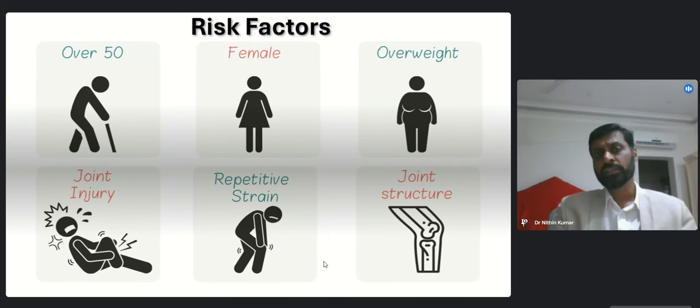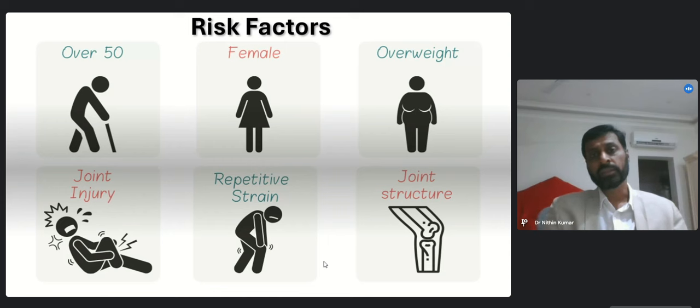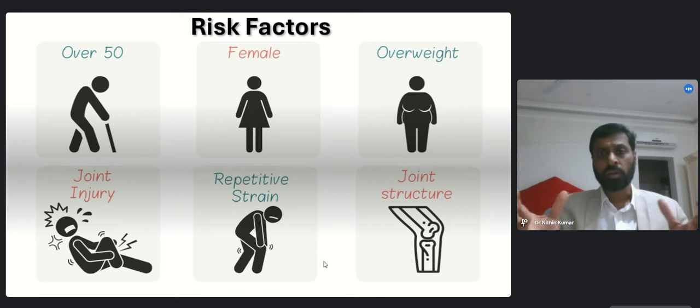Female patients. The reason females are more at risk is because after a certain age, because of menopause, their hormones have stopped. So the bones will get weaker in these females sooner. So females are at slightly higher risk.